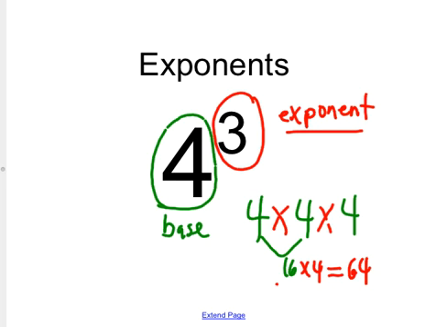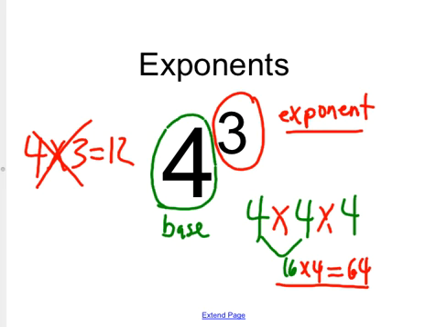Now, one of the biggest mistakes that people make is they mistake this for multiplication. You are not doing this. You are not multiplying 4 times 3. This is wrong. When you get 12 for an answer here, this is absolutely correct if I was multiplying 4 times 3, but not correct if I'm multiplying 4 times 4 times 4. So just be careful that you're not multiplying these two things together. Never do that. It's repeated multiplication. That's a very important idea.